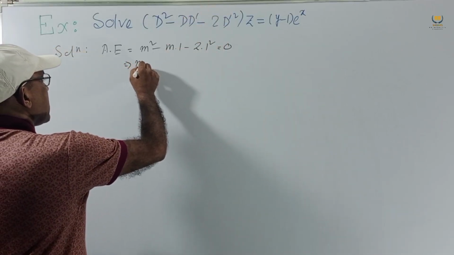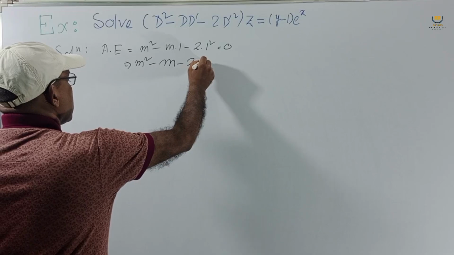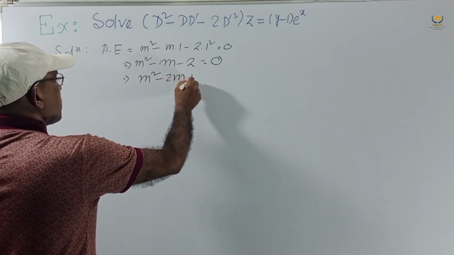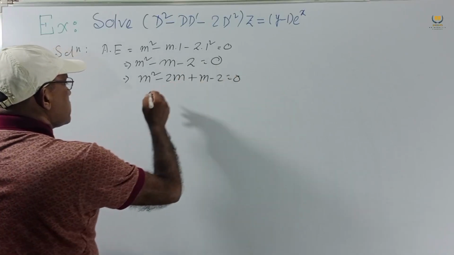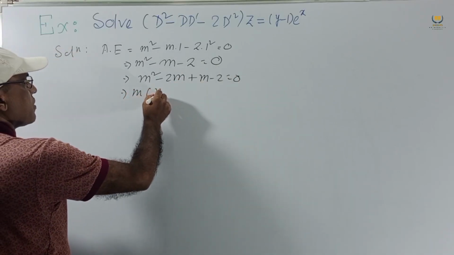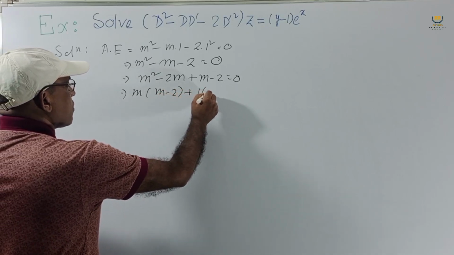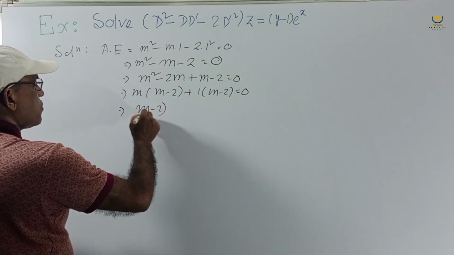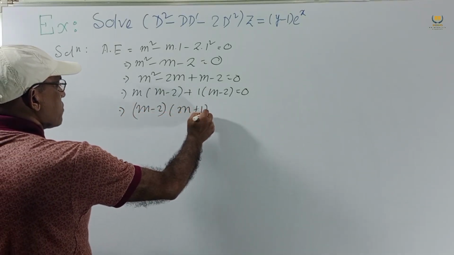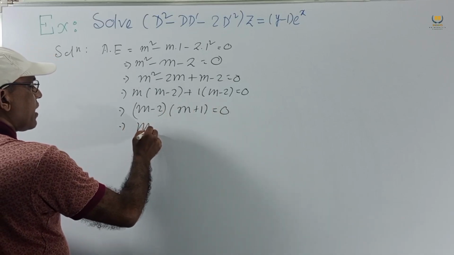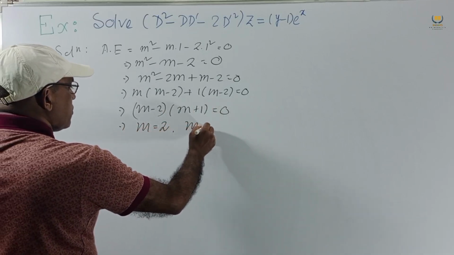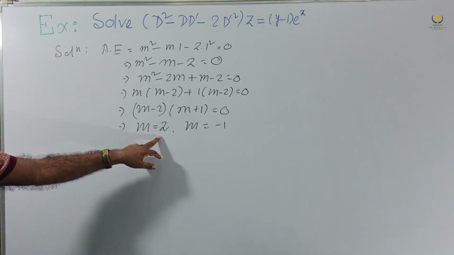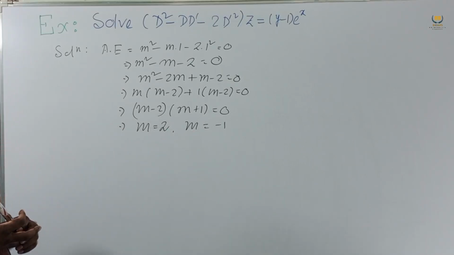So this implies m square minus m minus 2 equal to 0, m square minus 2m plus m minus 2 equal to 0. m common, m minus 2, 1 common, m minus 2 equal to 0. Then m minus 2, m plus 1 equal to 0. So m equal to 2, m equal to minus 1. These are the values of m, 2 and minus 1.